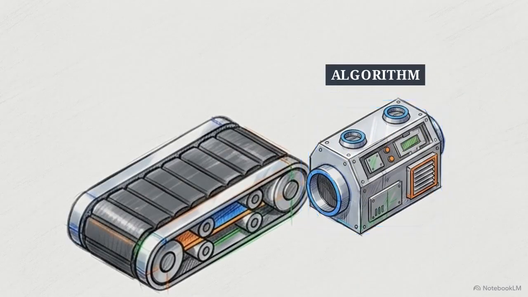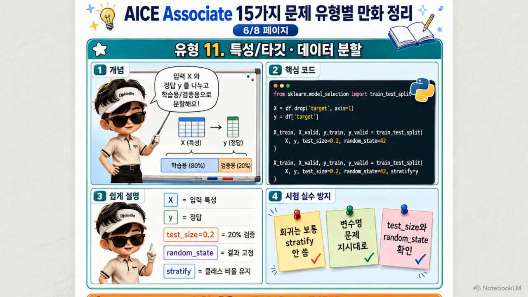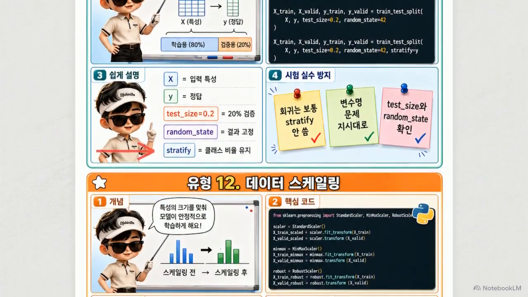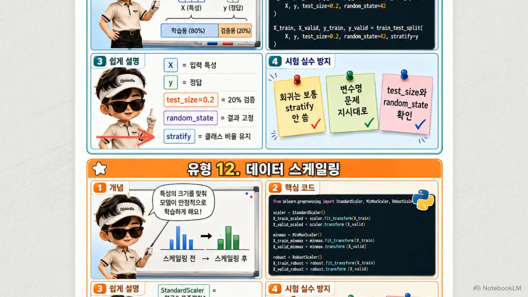This diagram outlines the critical train-test split. Before doing anything else, you must separate your input features, the X, from your target answers, the Y. Then, you divide them into an 80% training block and a 20% validation block. If you are solving a classification problem, look out for the stratify parameter. Setting stratify equals Y ensures that your training and validation sets maintain the exact same proportion of class labels.